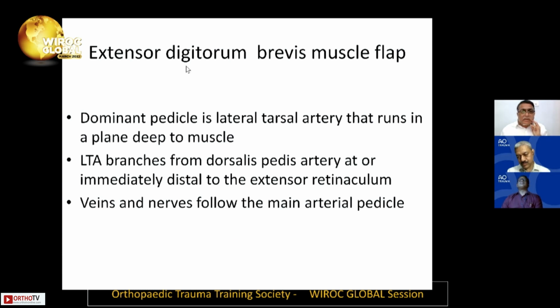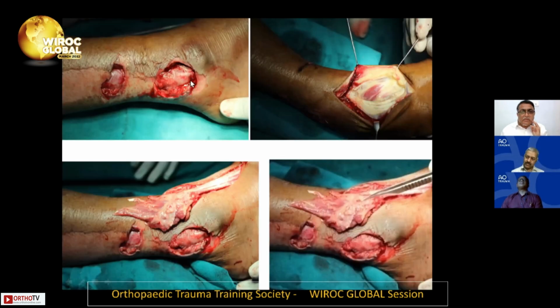A defect on the lateral side of the ankle joint with a fracture of the distal part of the fibula. The bone was exposed. One can think of debridement over the area, and this exposed bone along with the joint does require coverage. So we have harvested the extensor digitorum brevis muscle flap based on the lateral tarsal artery and rotated it proximally to cover the area.